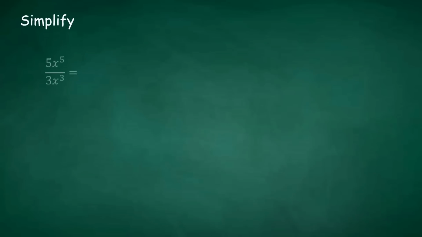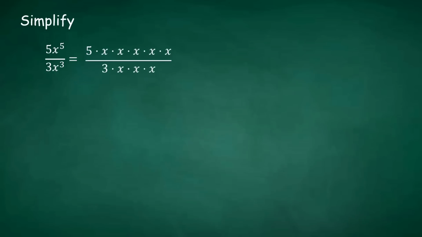Simplify 5x raised to the power of 5, divided by 3x raised to the power of 3. The 5x raised to the power of 5 becomes the numerator, which has 5 and five x's, over 3 and three x's. Cancel the 3 x's in the numerator and the denominator. Since 5 and 3 cannot simplify to lowest terms, our numerator is 5 and two x's, over 3. So the final answer is 5x raised to the power of 2, over 3.